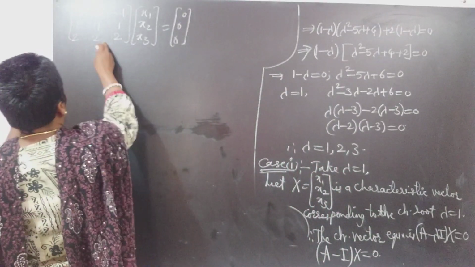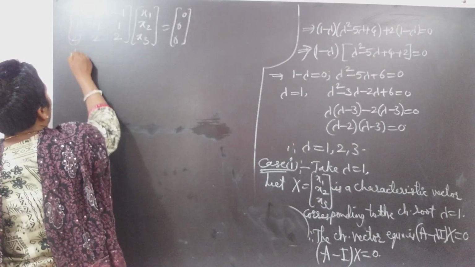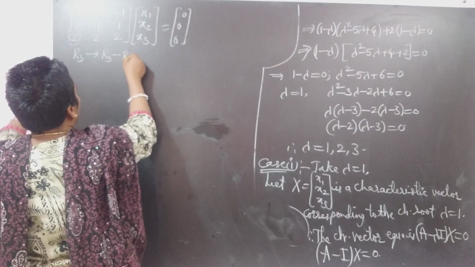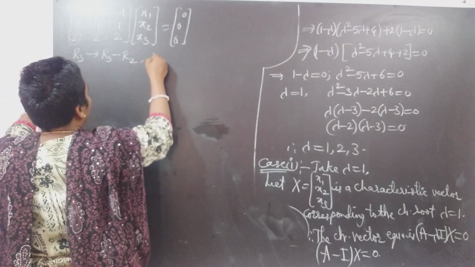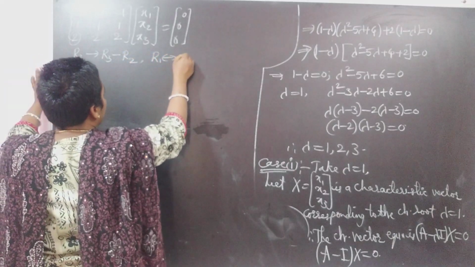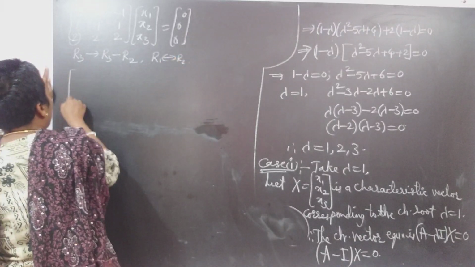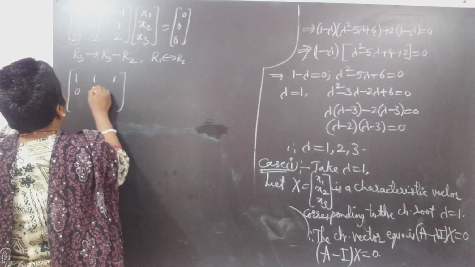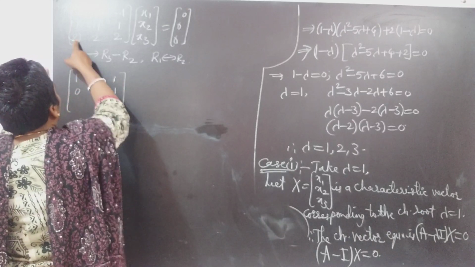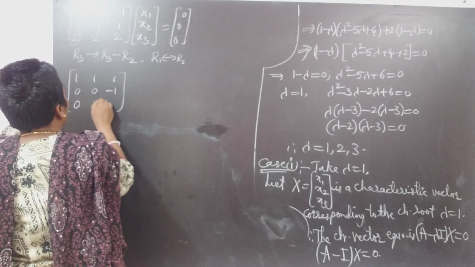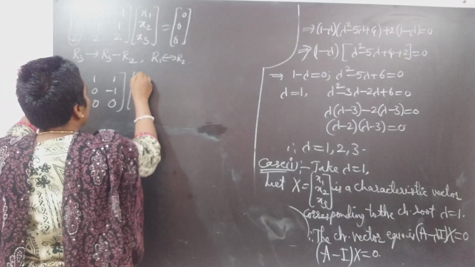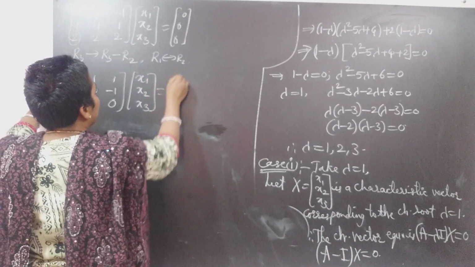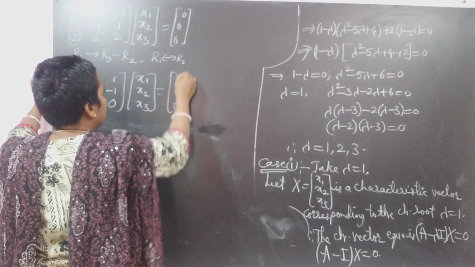Here this is eliminating to 0, then R3 into R3 minus R2, and R1 and R2 rows are interchanged. Then we can write 1, 1, 1, 0, 0, minus 1. Here 2 minus 2 is 0, 2 minus 2 is 0, 2 minus 2 is 0. x1, x2, x3 is equal to 0, 0, 0.